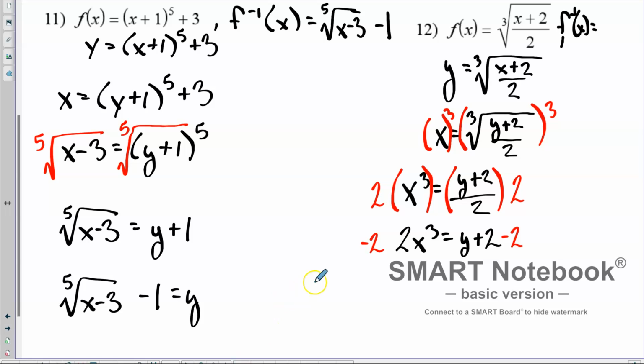Technically we can put something like this. So we're left with 2x cubed minus 2 equals y. Now that y is by itself, we're done, and our f inverse is 2x cubed minus 2. We'll stop right there, guys, and the next thing we'll do is practice in class. See you then.